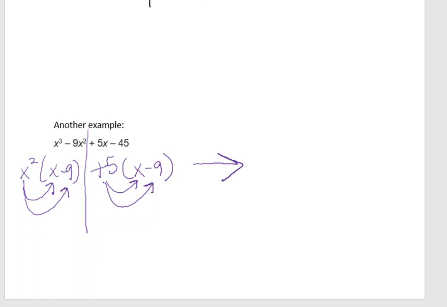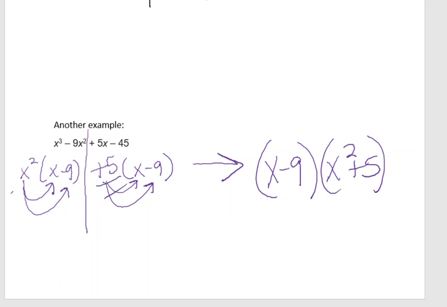Now write my final answer. The common polynomial from inside, x minus 9, is one of my factors. And then the outsides, x squared plus 5, are the other factor.